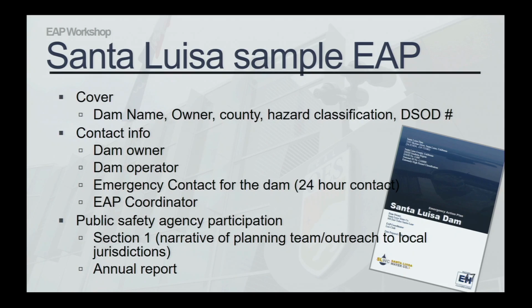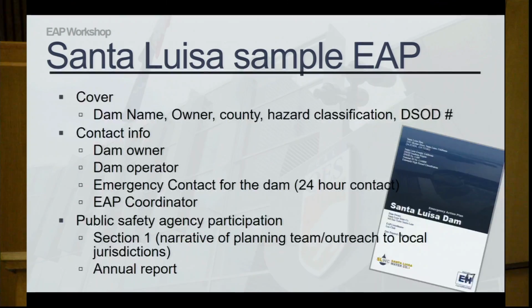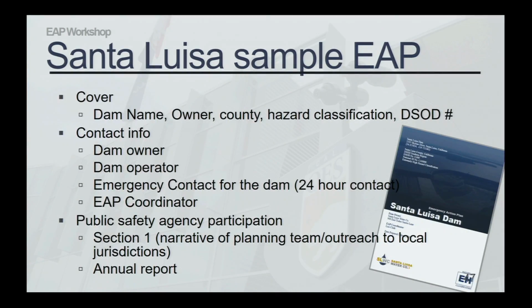And then I'd also like to highlight page 5 of that emergency action plan. It says dam contact information. We're looking for this at the front of the document because, again, in an emergency, we don't want to have to hunt for this information. So this is where you should list your dam owner, your dam operator. If they're the same, let us know. An emergency contact for the dam, 24-hour, and your EAP coordinator, and how we get in touch with those people.